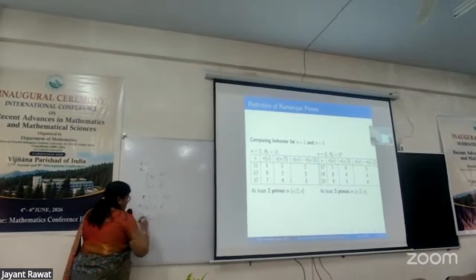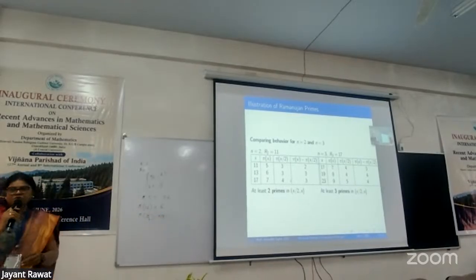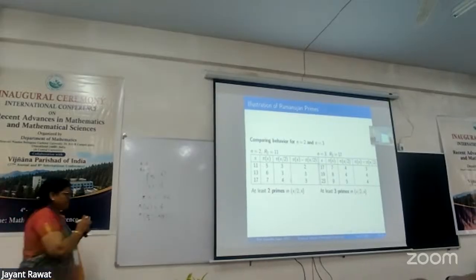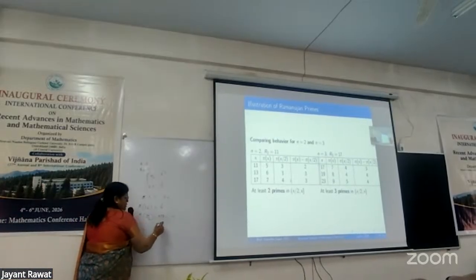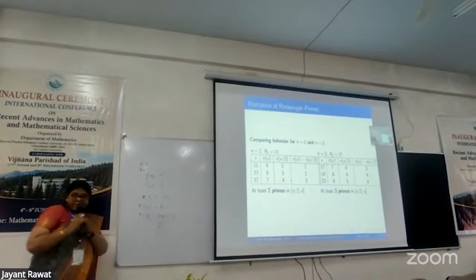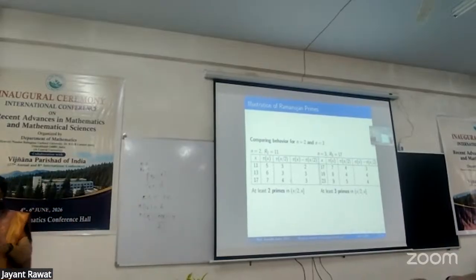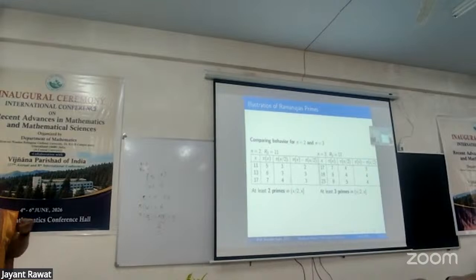So how many primes are there? This is 2, 3, 5, 7, 4. This is 4. 6 minus 4 is 2. Before this, if you just observe, 13 has 3, but 16 has 2. So this is contradicting the statement or the definition of Ramanujan primes. So that is why the next prime number is 17.